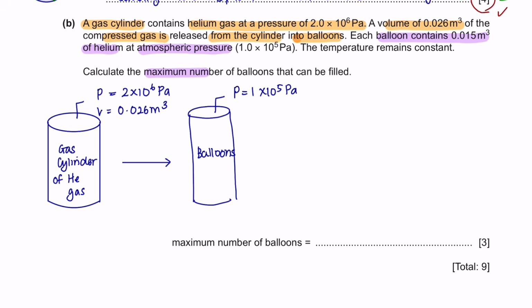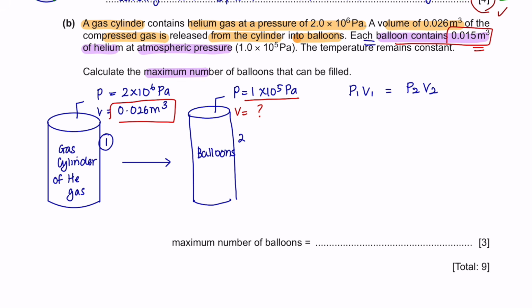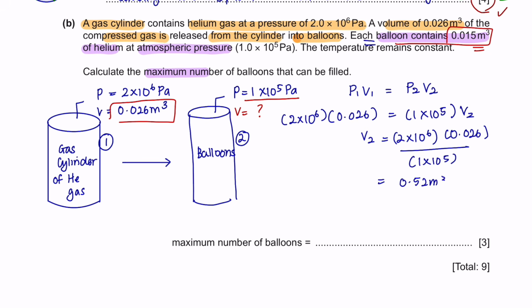So the pressure of the balloon is 1 times 10 to the power of 5 pascal. First, we need to find out the volume of gas at atmospheric pressure which was transferred from the gas cylinder. We can do this by applying Boyle's law, whereby P1V1 is equal to P2V2. So we'll consider the cylinder the first one, and the balloon the second. Rearranging this formula, we will get 0.52 meter cubed. So now we know that the volume of helium gas is 0.52 meters cubed.